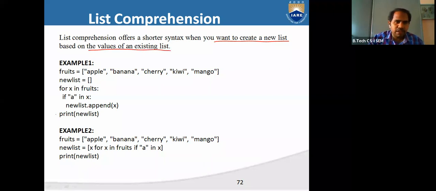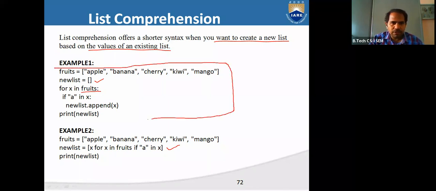So based on the existing list, what is the existing list? Here fruits is the existing list. Now we want to create a new list based on the values of the existing list, but finally we write it in the shortest form. What is the shortest form? This line. If you run both versions, the first one and the second one, both give the same results, the same output.